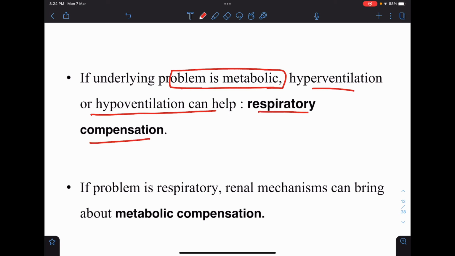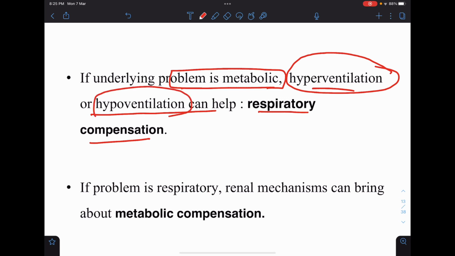Suppose there is metabolic acidosis, then there will be hyperventilation, so that the body will try to wash out the carbon dioxide from the body. But suppose there is metabolic alkalosis, then what will the respiratory system do? It will try to conserve carbon dioxide in the body as a compensatory mechanism, by hypoventilation.